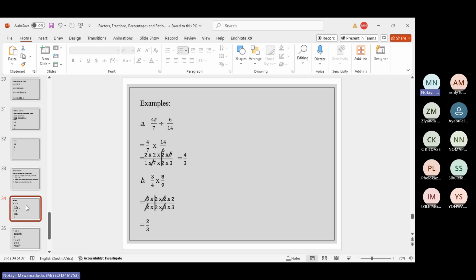Okay, we have 4 divided by 7 divided by 7 over 14. So the rule says we invert, or we turn around the second fraction, and then we change the division to a multiplication. So we have 4 over 7. We change the second fraction into 14 over 6. So it's going to change into 14 over 6, and then we change the division into multiplication. So we have 4 divided by 7 multiplied by 14 over 6. And then now we multiply.